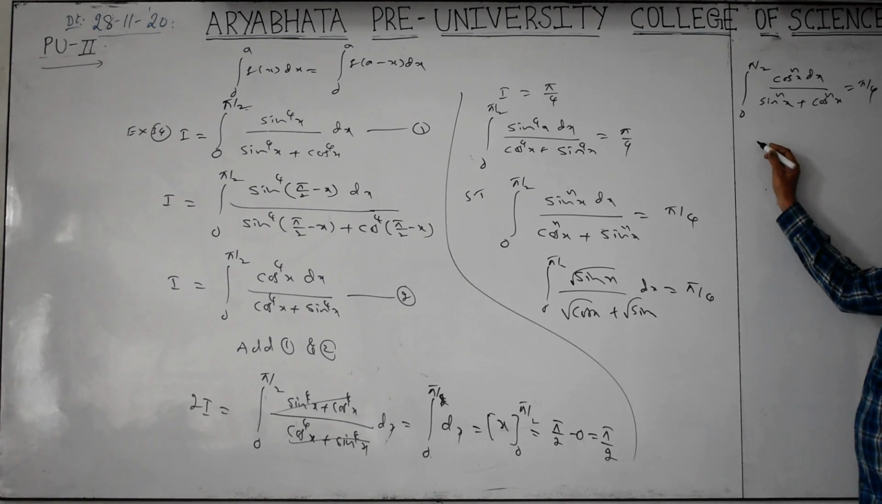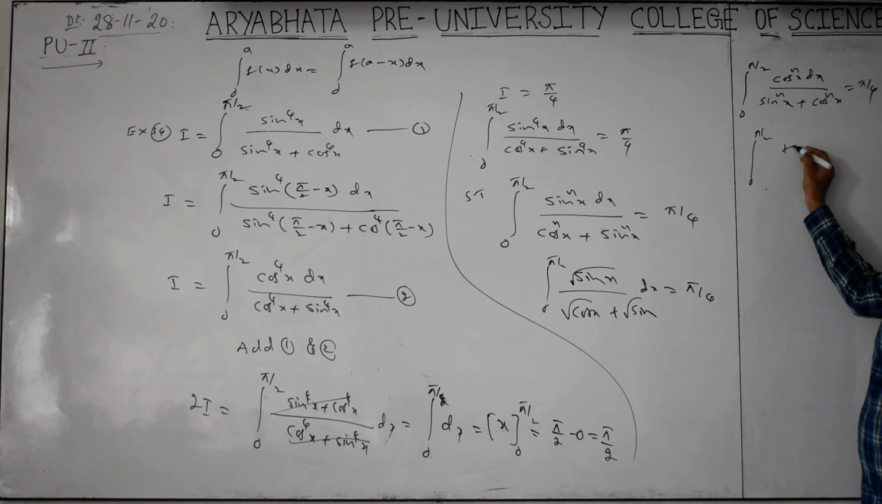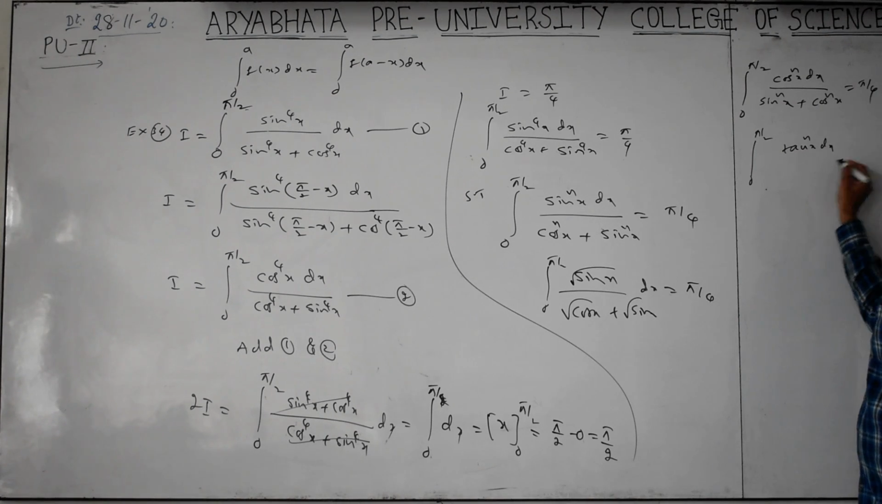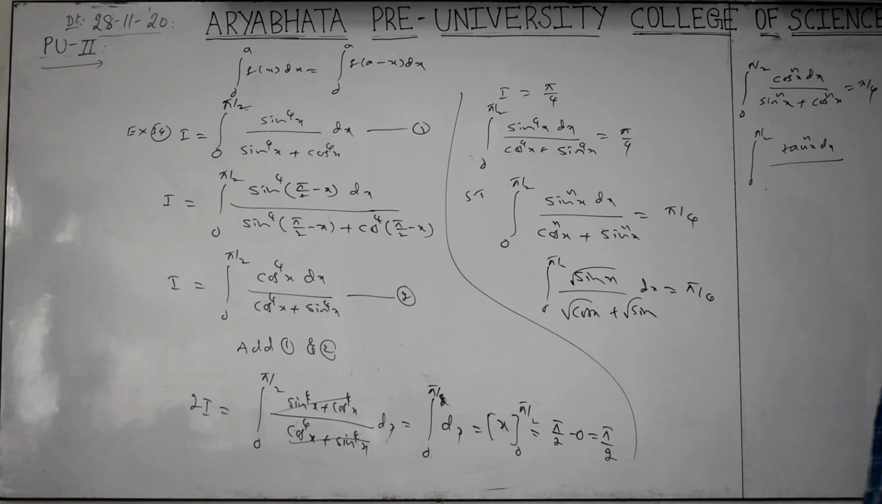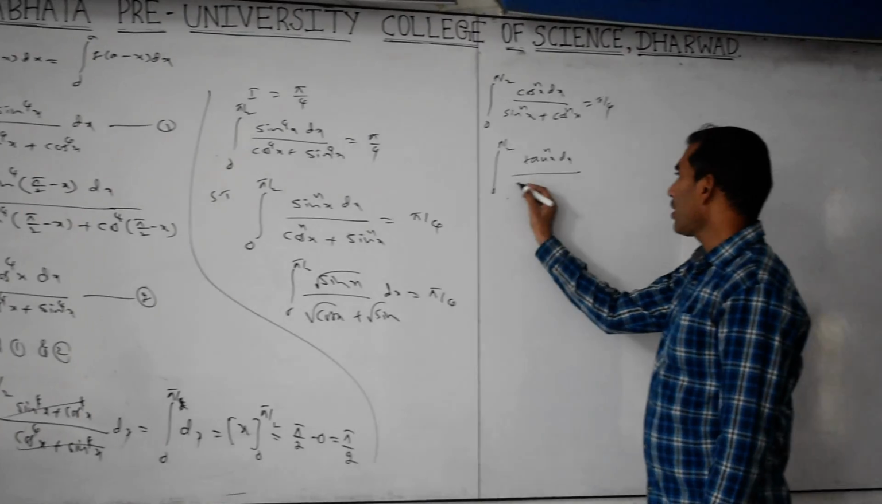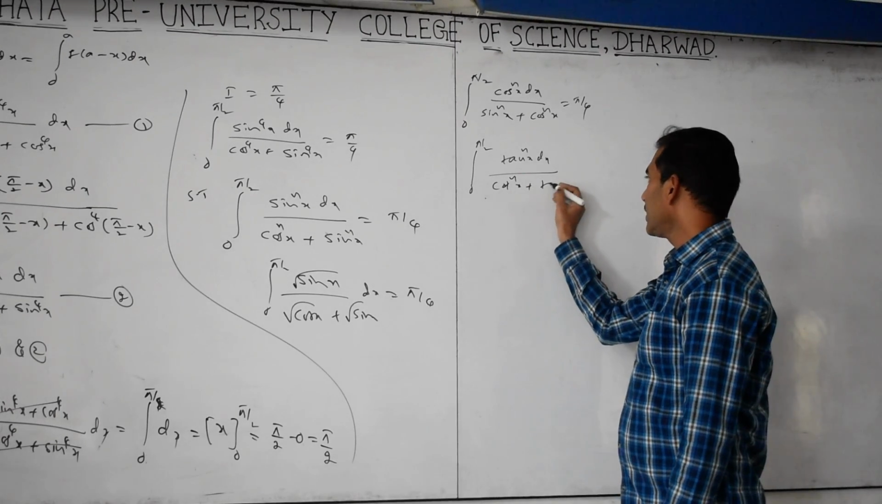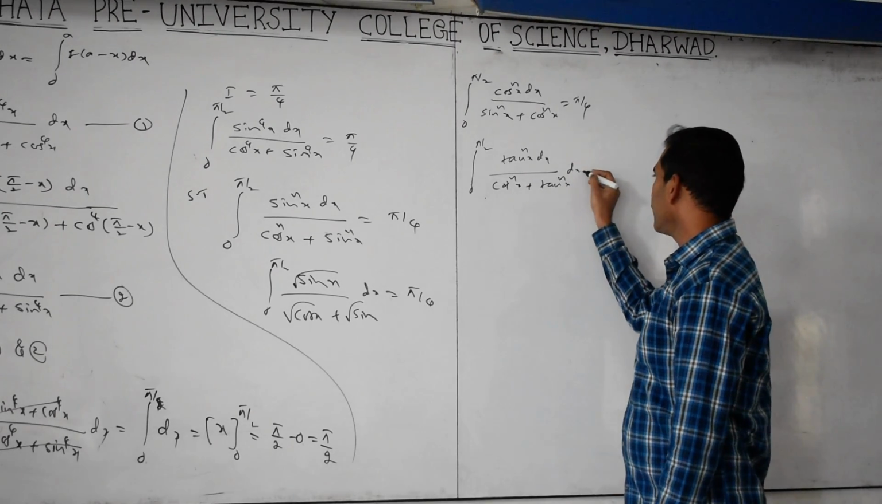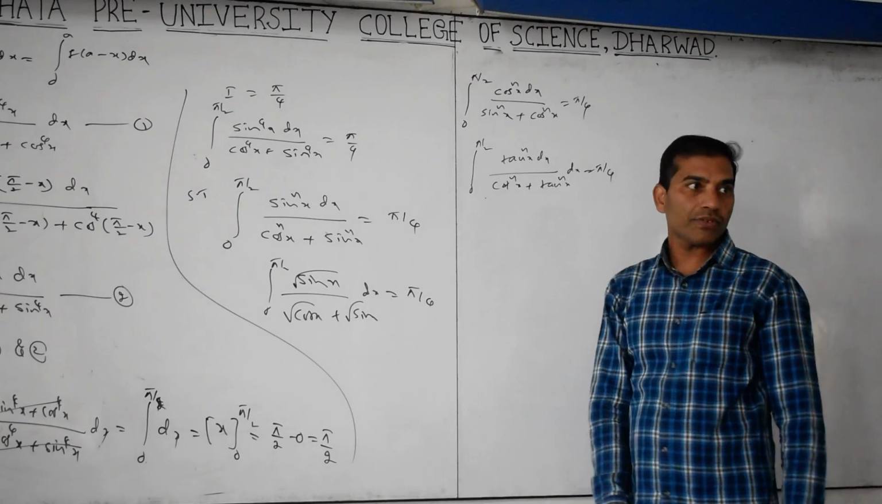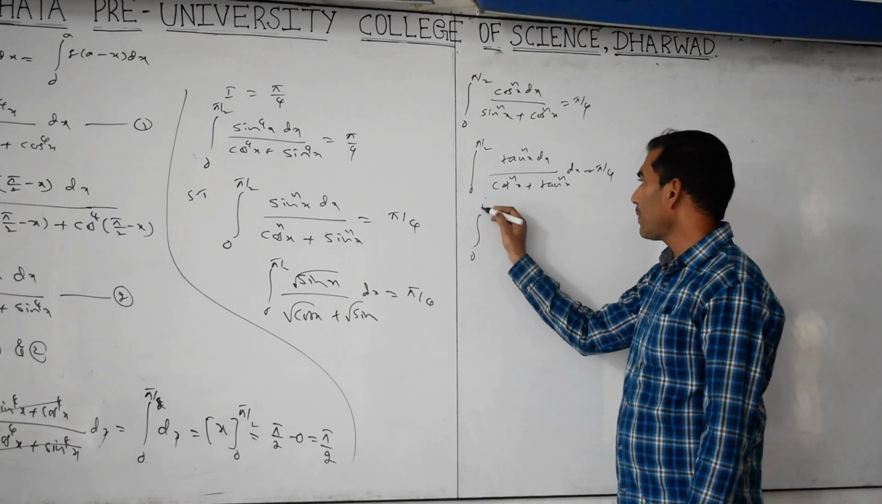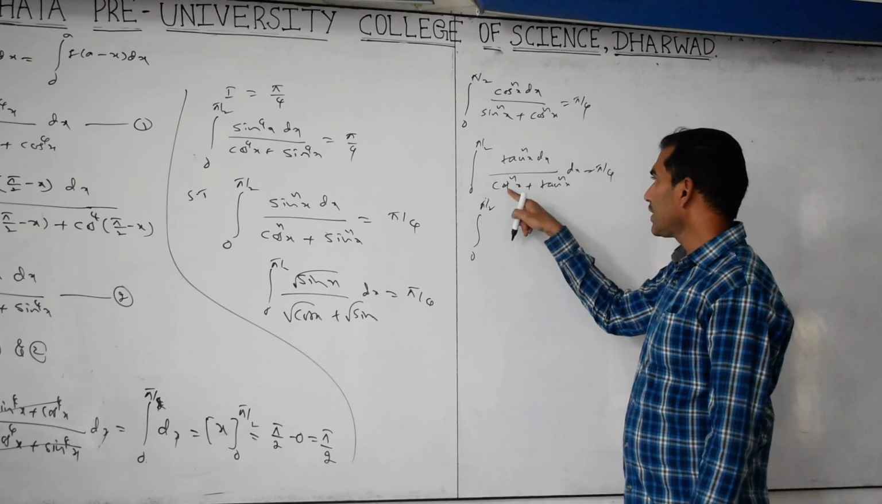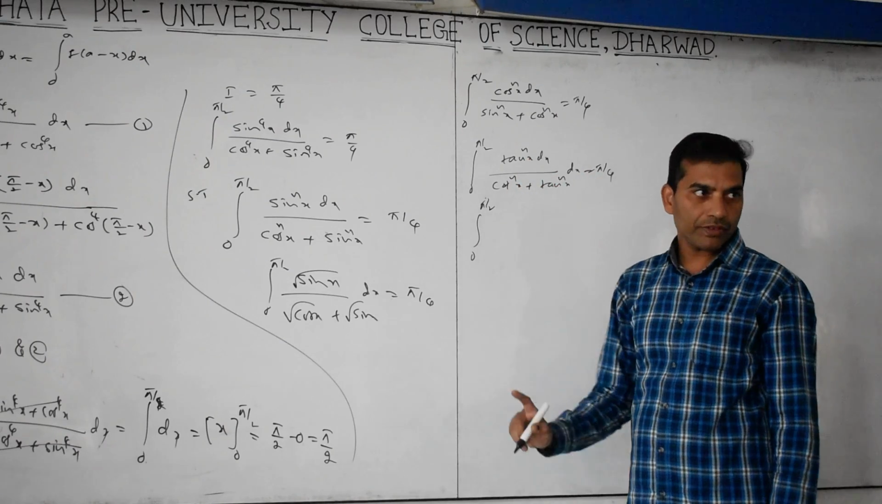Understood? Similarly, integral from 0 to pi by 2 of tan^n x dx. What is the cofunction of tan? Cot. Tan of (pi/2 - theta) is cot. So the integral of (cot^n x + tan^n x) dx is also equal to pi by 4, integration from 0 to pi by 2. If you have cot, you have tan, cot, even then it is pi by 4.